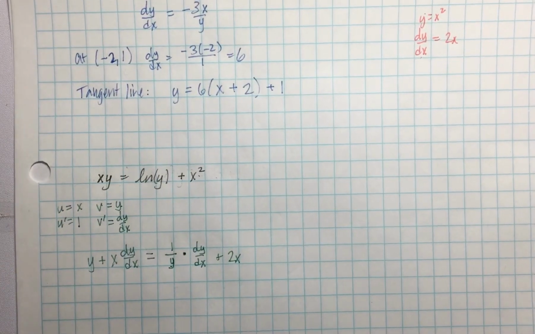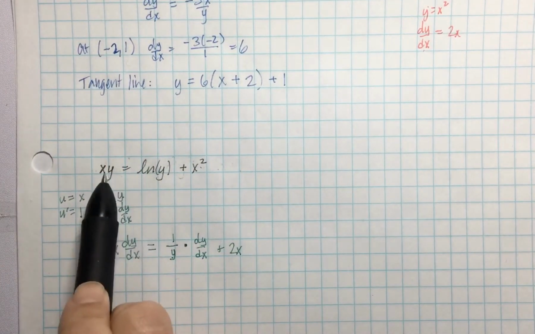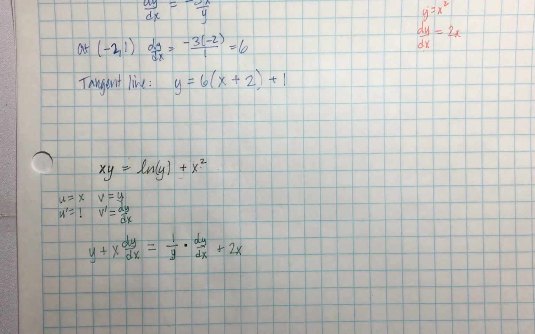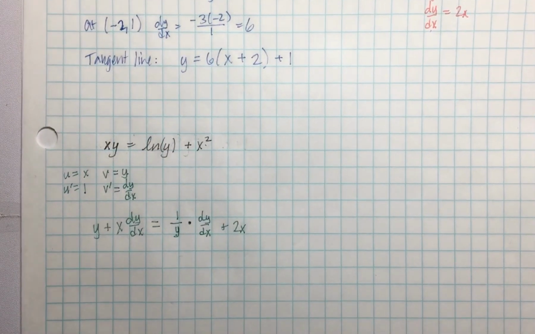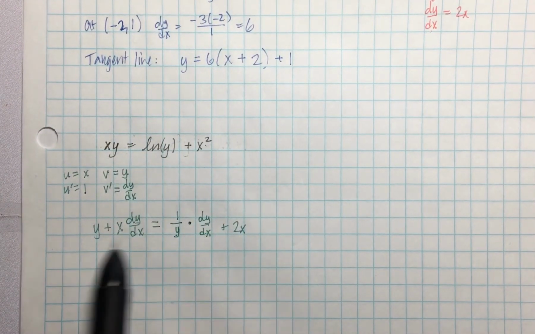So we very carefully derive, product ruling that xy. So we have to remember everything, product rule, chain rule, all of it. Not a thing to be messed up here. And then we need to solve this guy for dy dx.